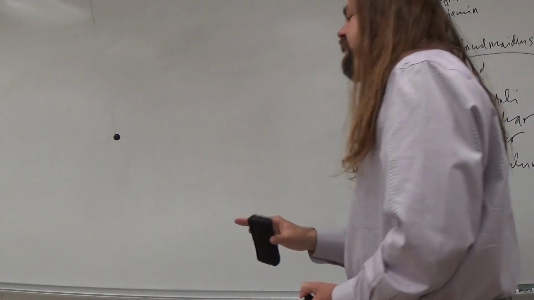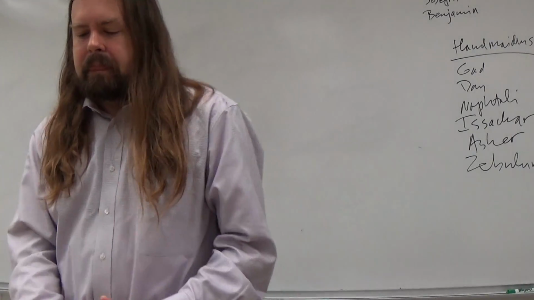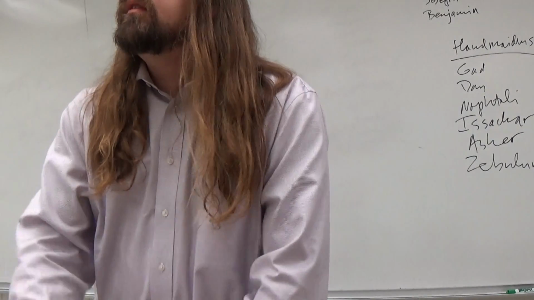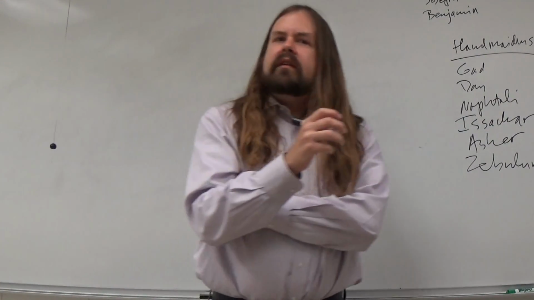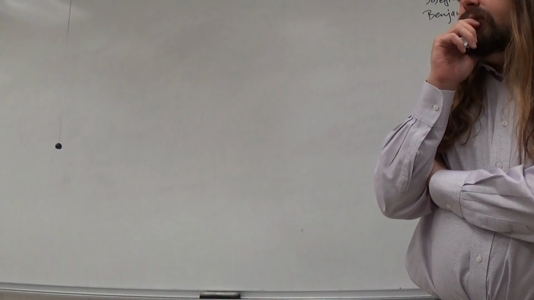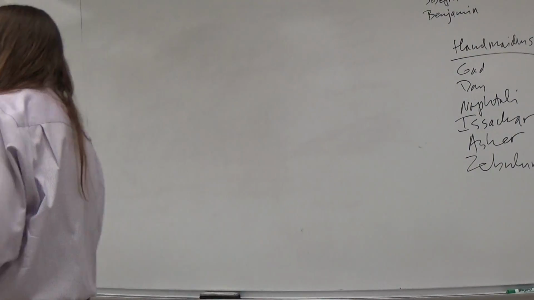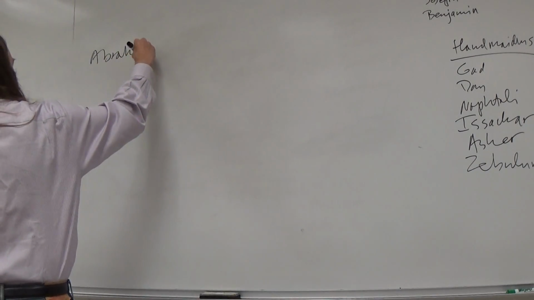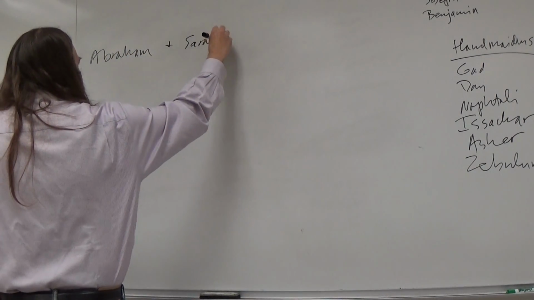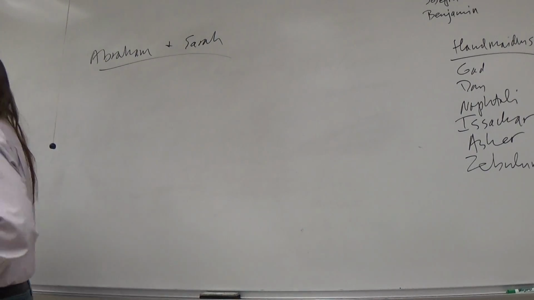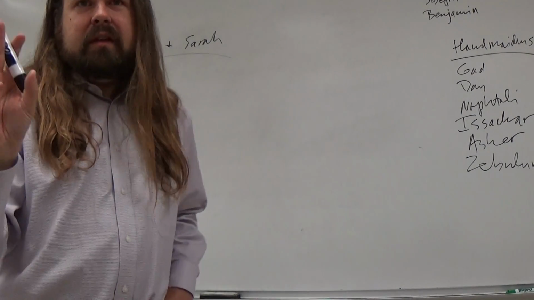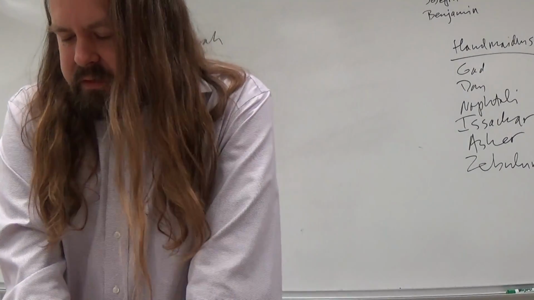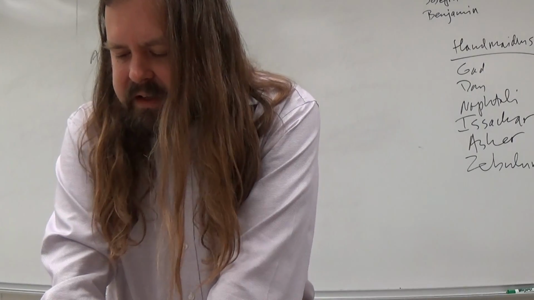Where else do we see a covenant made in these excerpts? An agreement made. With Abraham and Sarah, the child. Okay, yeah. There are actually two covenants made, sort of two agreements made here, right? If you look at the first one, God's promise to Abraham.